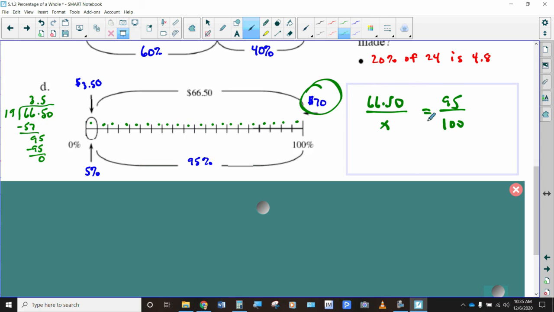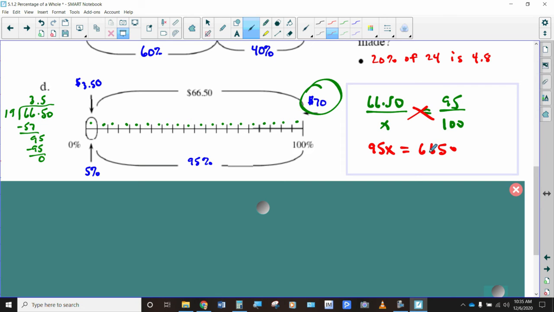So if you use your proportional reasoning, I would probably multiply this times that. So you go to the cross multiplying. 95x is going to be equal to 66500, right? Move the decimal two places to the right because you're multiplying times 100.